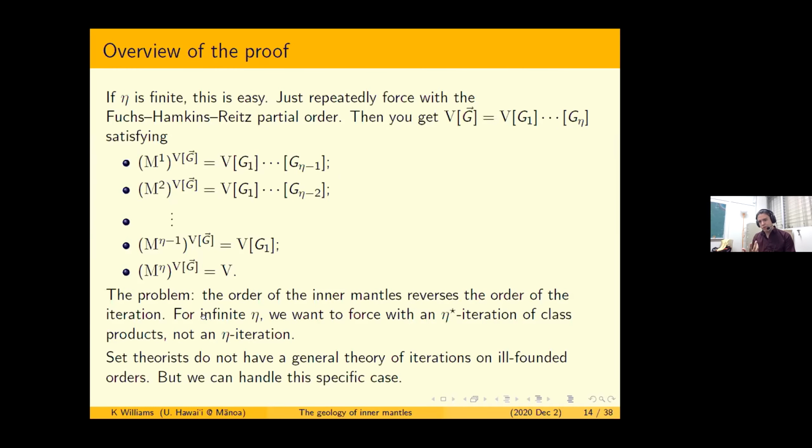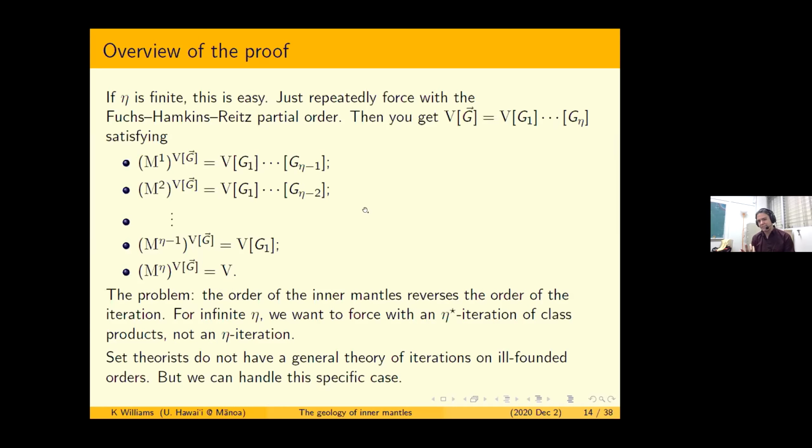There's a problem if you want to go beyond finite, which is that the order in which we strip these off is the reverse of the order of the iteration. The first step was to strip off not the first thing, but the last thing. So for infinite eta, we don't want an eta iteration. We want an eta star iteration, where you flip eta backwards to this anti-well order. Iterations on ill-founded orders are a really hard problem in general. We don't have a general theory of this, and possibly we can't have one. But it does turn out we can handle this special case.